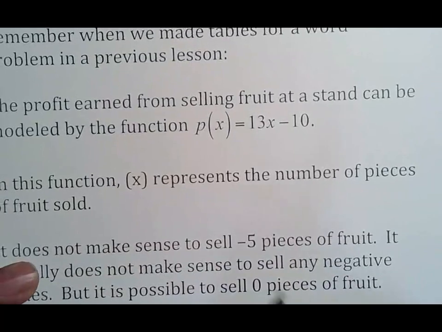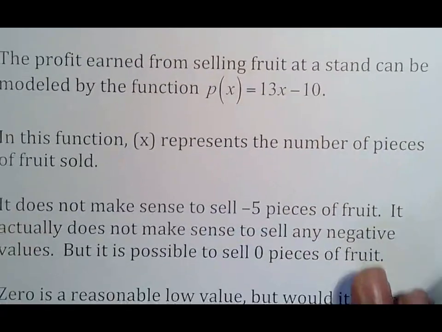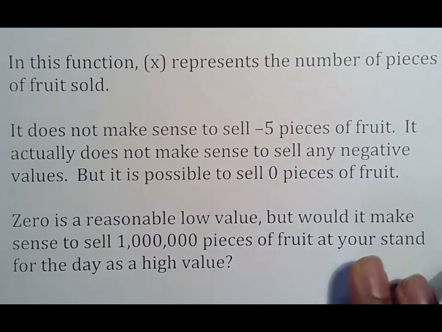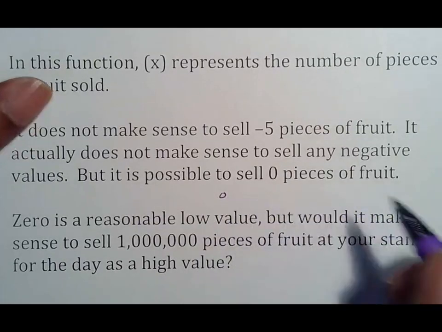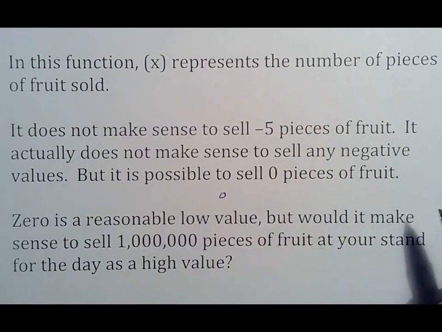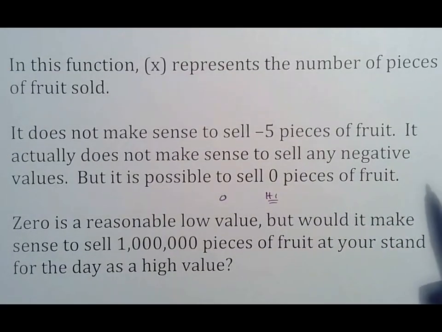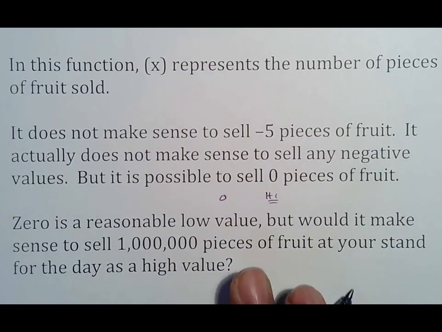But at the same time, it doesn't make sense that you could sell 1,000,000 pieces of fruit, because that's really a lot of fruit for you to sell at your stand for that day. So, again, reasonable means I think 0 as a low point would be reasonable. Again, no negatives, but there has to be a high number that actually makes sense for the situation. So that's what we're going to be looking at, is what makes sense for each situation.